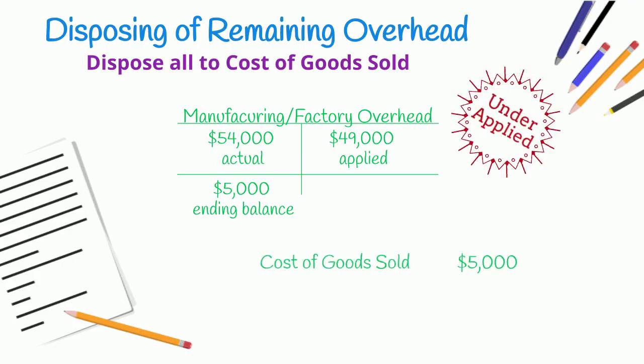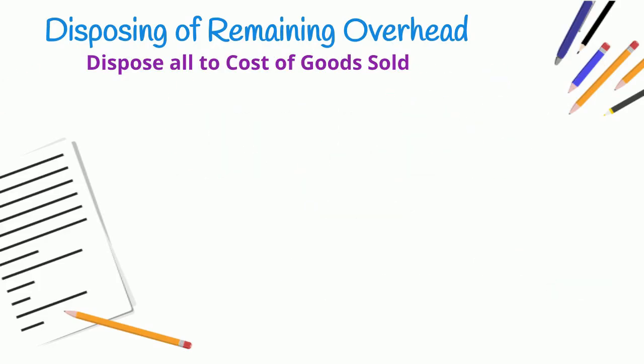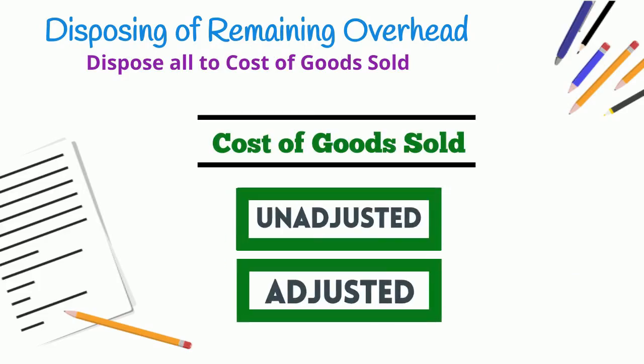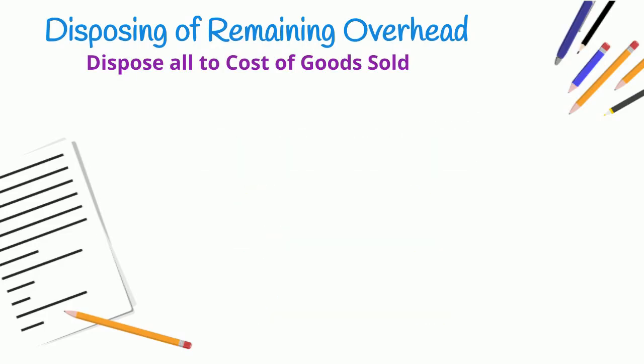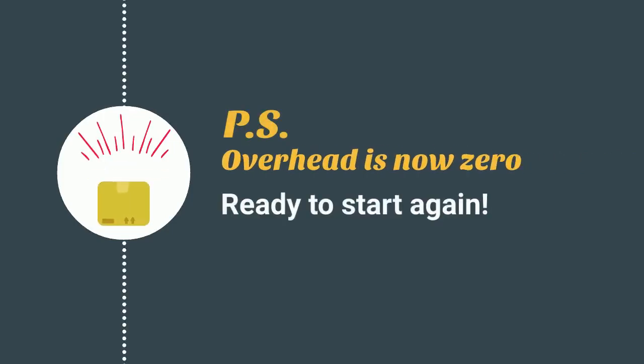We will debit cost of goods sold and credit overhead. If we overapplied and the overhead account has a credit balance, we will need to subtract this cost from cost of goods sold. We will debit overhead and credit cost of goods sold. Because of this adjustment, you may see cost of goods sold stated on reports and financial statements as unadjusted cost of goods sold before this entry and adjusted cost of goods sold after this entry is made. Now the overhead account has a zero balance, and we're ready to start again next year.